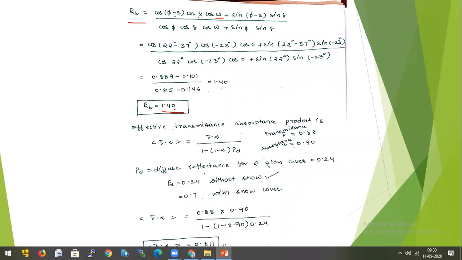Okay, next tau into alpha. This is called as effective transmittance and absorptance product. So tau into alpha is equal to, what is the formula? Tau into alpha divided by 1 minus alpha into rho d. Here they gave tau value and alpha value in the data. See, tau is 0.88 and alpha is 0.90. I will show you the data.